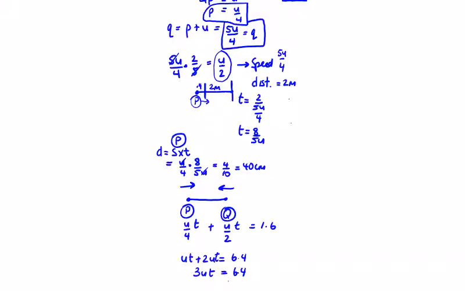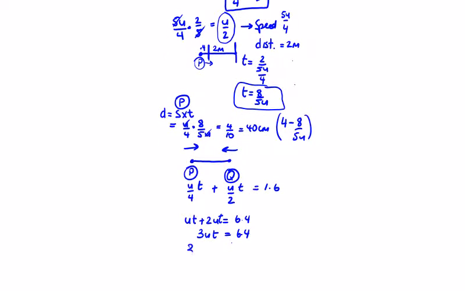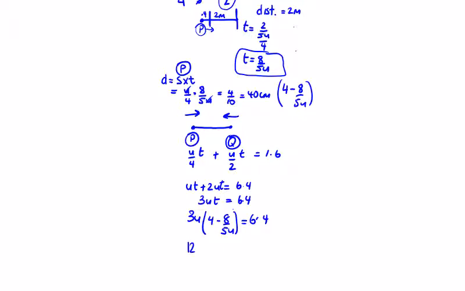So the time taken: this is how long it took to hit the wall. The next collision occurs 4 seconds later. So what's left? 4 minus 8 over 5u is the time left. That's t. So 3u times the time left, which is 4 minus 8 over 5u, is equal to 6.4. So we're going to get 12u minus 24 over 5. So 12u is equal to 6.4 plus 4.8.